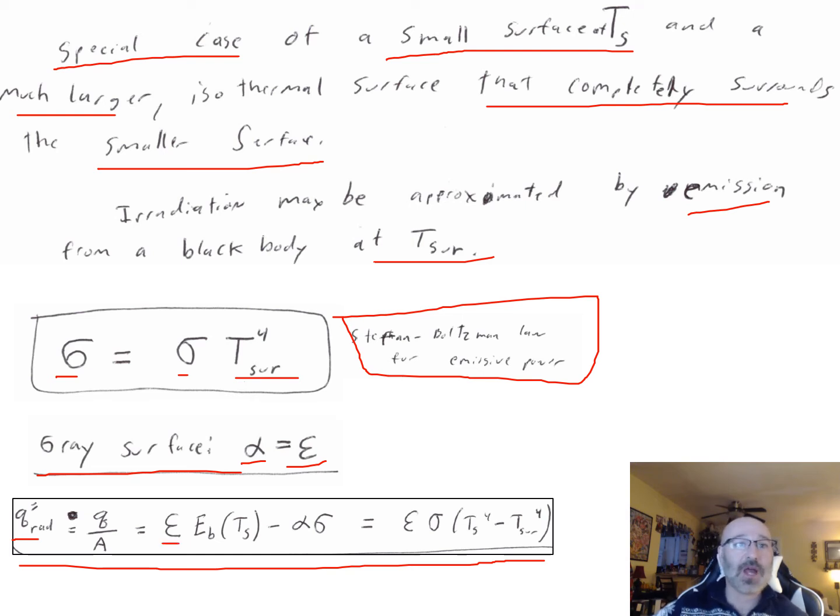So this is equal to epsilon E sub B at T sub S, minus alpha G, which can be reduced down to epsilon times sigma, our Stefan-Boltzmann constant, times the difference between T sub S to the fourth and T surround to the fourth. And again, this is for that special case with a small surface area and a much larger isothermal surface that completely surrounds it.